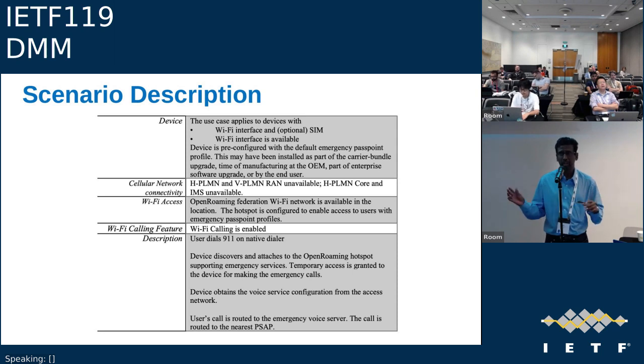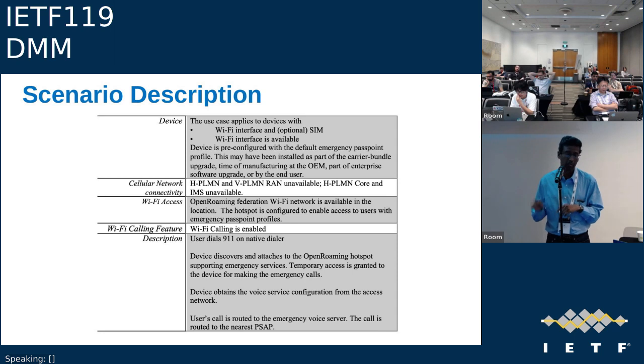Don't be stuck on this OpenRoaming thing. It's applicable to any federation architectures, any identity federation architectures. It shouldn't be specific to OpenRoaming, it's just an example. Now, temporary access is granted to the device for making an emergency call. The device obtains the voice service configuration. The user call is routed to the emergency voice network, and the call is routed to the nearest PSAP. This is what we want.